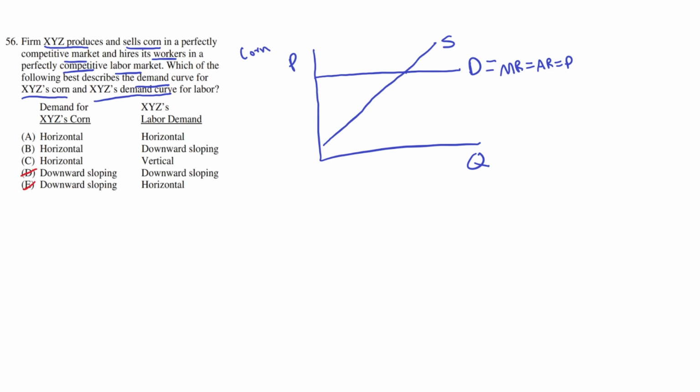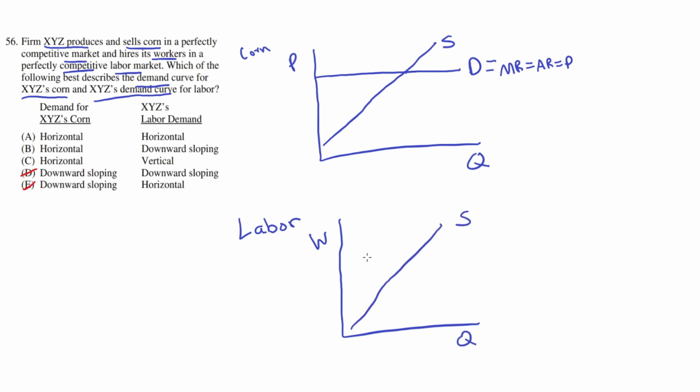It's a horizontal line. Now, to find out the labor demand, we can draw another graph that would represent the labor. And this would be another graph, but this would be wages by quantity. This would be supply, and this would be demand. This would look like this because in a perfectly competitive labor market, as the wages of the firms decrease, less people would want to work there.